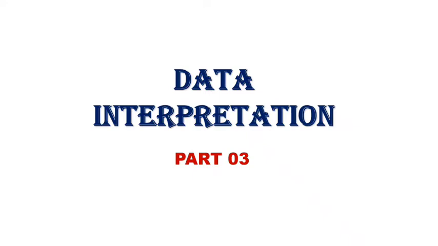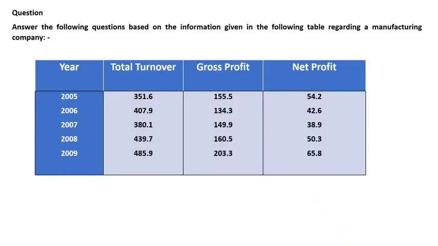and let us see what are the important topics, what are the important questions we have to solve in part 3. So let us go to the questions. So here is your first question, students. The question is, answer the following questions based on the information given in the following table regarding a manufacturing company.